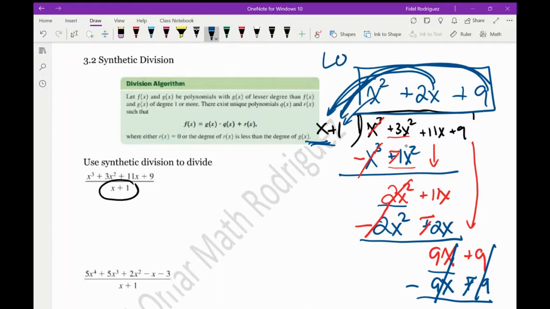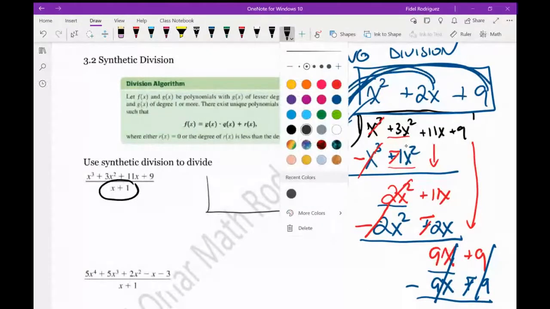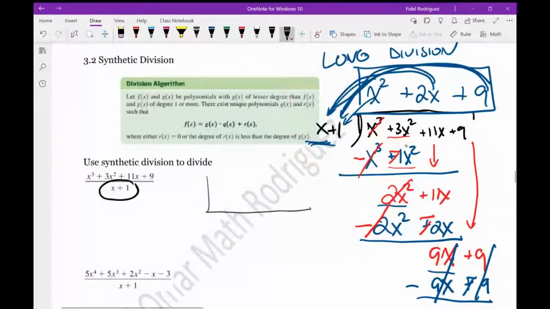And guys, this is what we call long division. And you can see why we call it long division. It takes a long time to get it done. Okay? Now, instead of us doing it like that, we can do something called synthetic division. Synthetic division, y'all, my box is inverted. Okay, so it looks more like this.